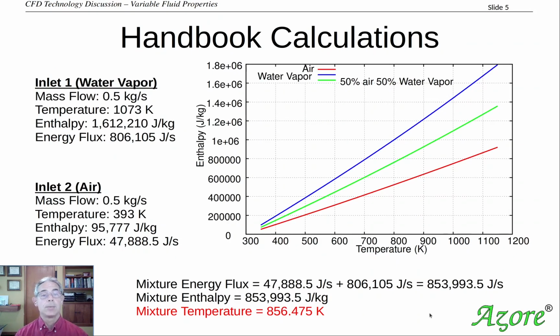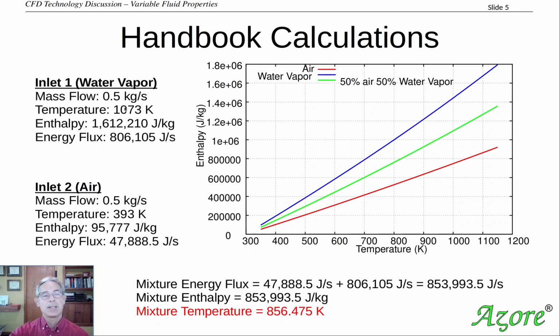The first thing you want to do when you start a simulation is do some handbook calculations to get a feeling for how much energy is being added to your system. We can do that since we know the temperature and the types of species coming into our model. So in this particular case, we have water vapor coming in at a flow rate of half a kilogram per second, and we know its temperature.